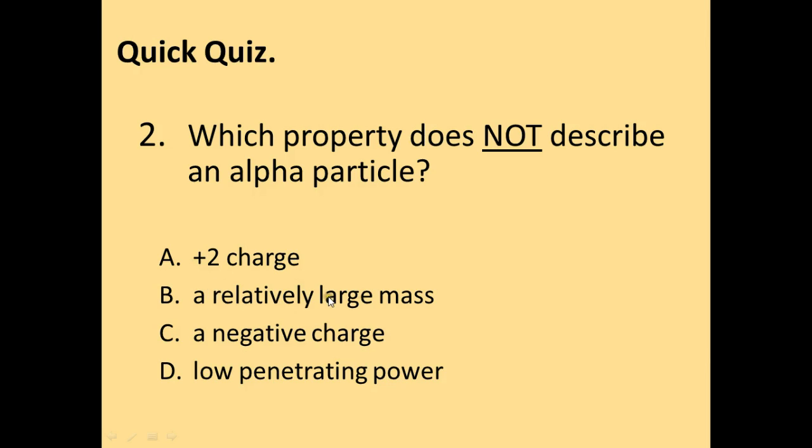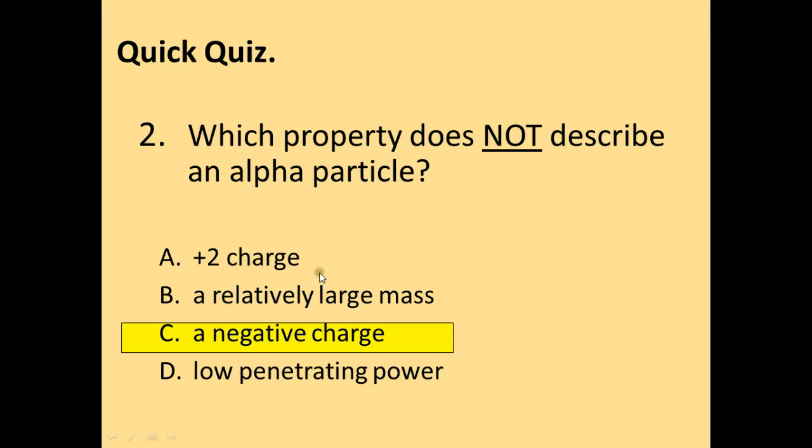Then they do have a large mass because they weigh 4 units, while the other two types of radiation weigh nothing. And D, they do have a low penetrating power because they can be easily stopped by just paper, so that is pretty weak. And so C is false because they have a +2 charge.